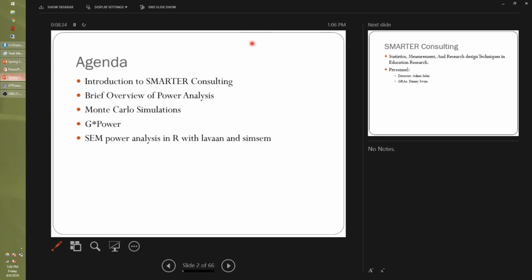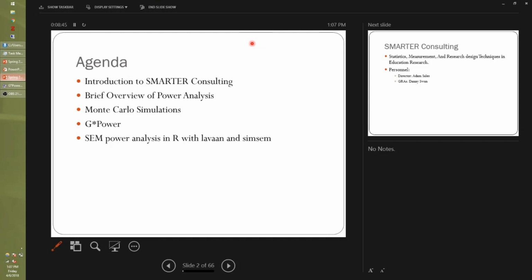I'm going to talk about what power analysis is, and also about Monte Carlo simulations, because they're kind of an important part of doing more advanced power analysis in certain contexts. And we'll probably take a break after that for just a few minutes, and then I will go through some examples in G-Power and some SEM and actually a path analysis, power analysis in R using Lavaan and simsem.